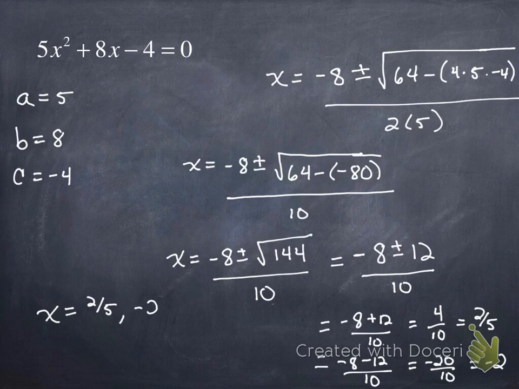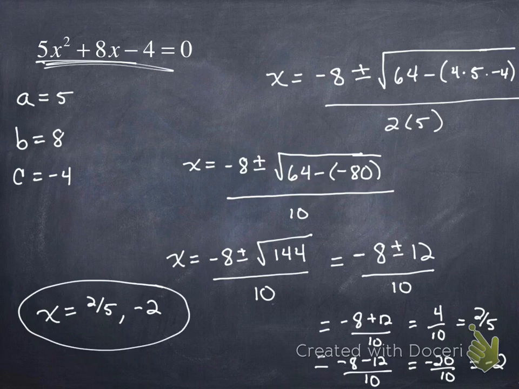So my two solutions to this equation are 2/5 and negative 2. And because these are both rational numbers, rational roots, 2/5 and negative 2, you know that this could have been factored. So you could have solved it by factoring, but you could also solve it by the quadratic formula. And as we get more practice with this, you'll start to discern which one is best for you.